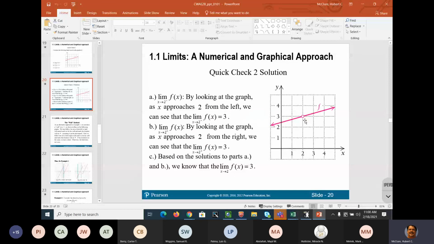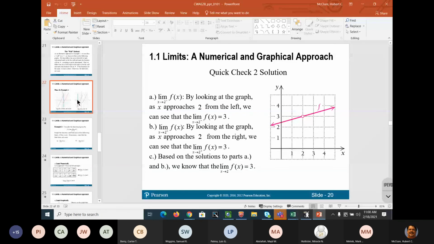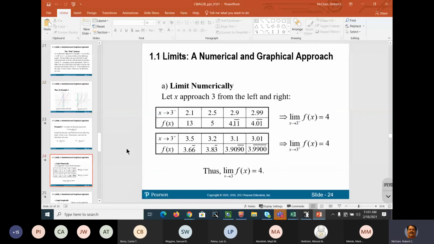Does it exist? No, it doesn't exist, because you're approaching 3, but you're not hitting 3 because of the open circle. Versus if it was a closed circle, you would be hitting it. Okay. You could say 3, but you're approaching 3. Okay, let's look at 1.2.